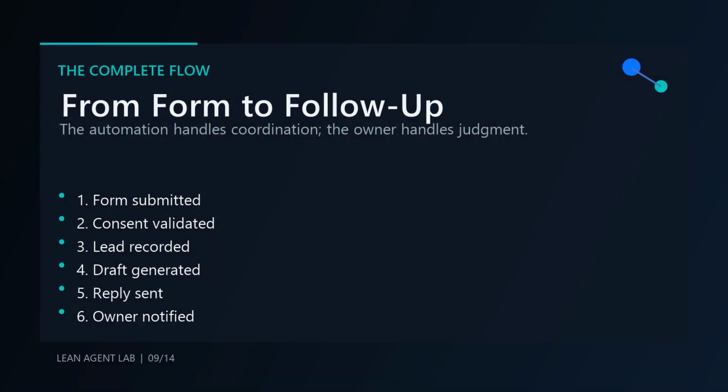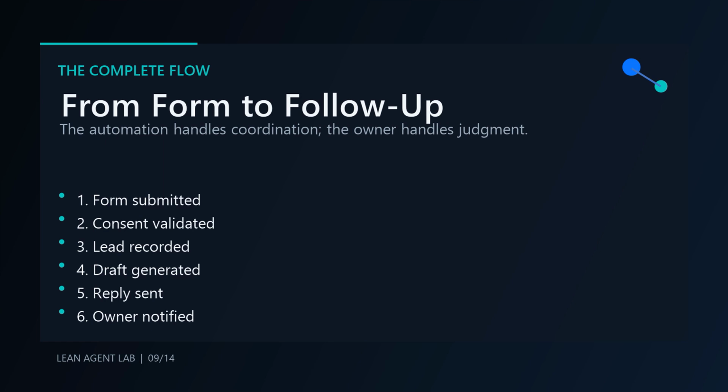Put the components together. A prospect submits the form. The workflow verifies the required fields and consent. The lead is stored with a new status. The local model drafts a response using only the supplied facts. Gmail sends the acknowledgement and alerts the owner. Finally, the workflow writes the result back to the sheet.